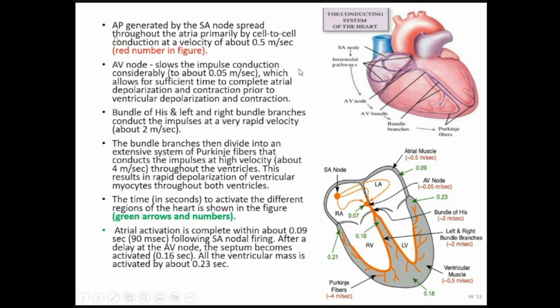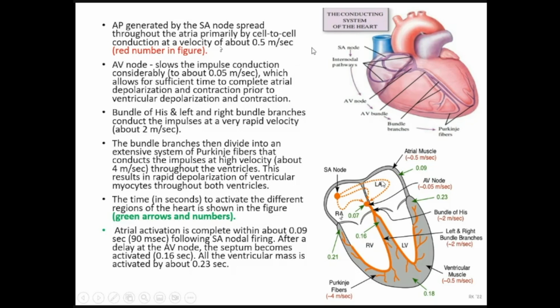The action potential generated by the SA node spreads throughout the atria first. You see, the SA node is here. The action potential generated goes throughout the atria, right atrium and left atrium. Interatrial activation occurs at a conduction velocity of 0.5 meter per second.